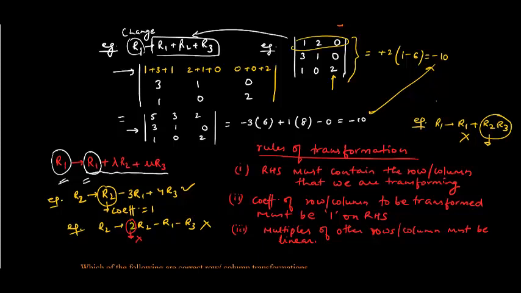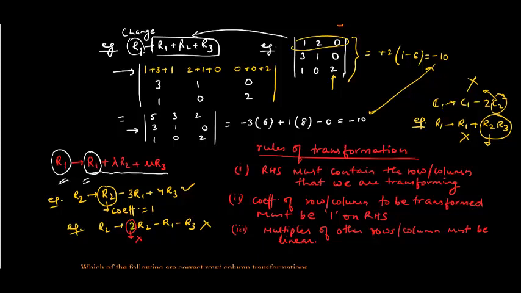Similarly, I cannot write this transformation. This is incorrect. C1 को मैं लिखता हूँ C1 minus, let's say, 2 times C2 square. Now this is incorrect because C2 square is C2 into C2. I cannot multiply 2 columns. This is incorrect. So you have to be cautious about the 3 rules.